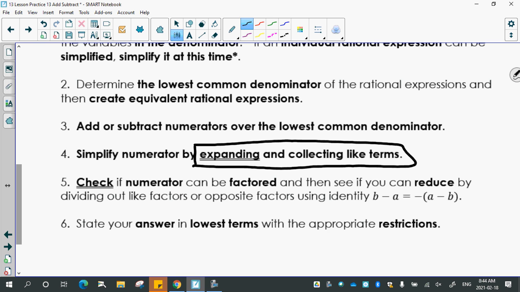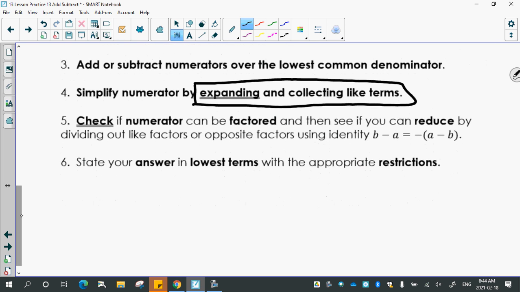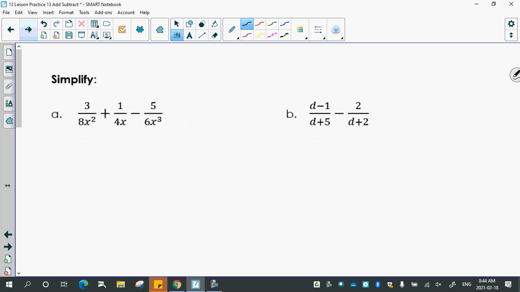And then see if you can reduce it with the common denominator by dividing out any like factors or opposite factors using the identity, and then state your answer in lowest terms with appropriate restrictions. Okay, that you found way back at the beginning. All right, so we're going to start off with one where there isn't any factoring involved to get the idea. Okay, and then we'll go through ones that get a little bit more challenging.